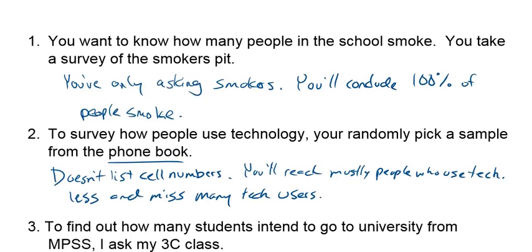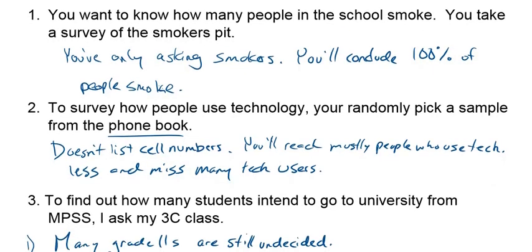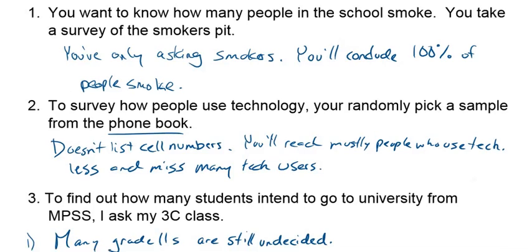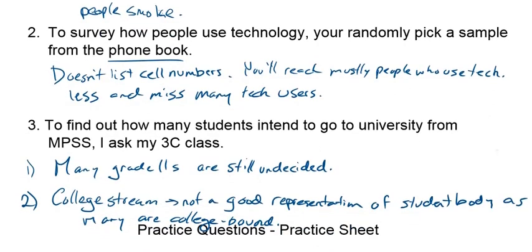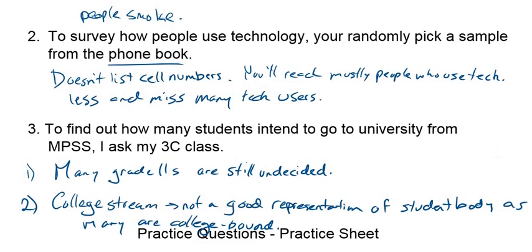For the third scenario, it's asking to find out how many students intend to go to university from MPSS. We could ask the 3C class. You're probably thinking right now, number one, some of you may know where you want to go for college or university, or wherever you're going after high school. But a lot of you don't just yet. You haven't decided. So that's one problem, many grade 11s are still undecided, so it's not going to tell us overall what's going on. There are a lot of grade 12s who are already deciding where they're going, or who already have acceptances, and grade 9s and grade 10s who have no clue still.